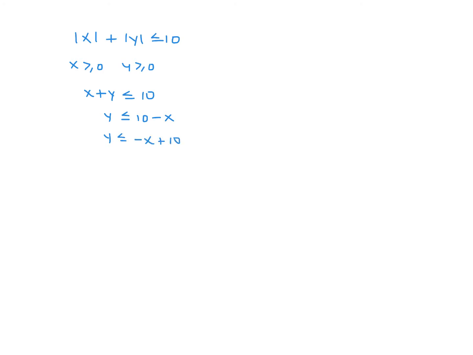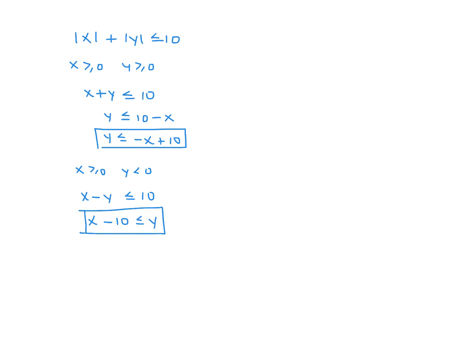The other scenario is when x is greater than or equal to 0, but y is less than 0. If that's the case, we have x minus y is less than or equal to 10, and therefore x minus 10 is less than or equal to y. We're going to have to plot these. And then there's one more scenario, when x is less than 0, but y is greater than or equal to 0. In that case, it's minus x plus y is less than or equal to 10, and therefore y is less than or equal to x plus 10.